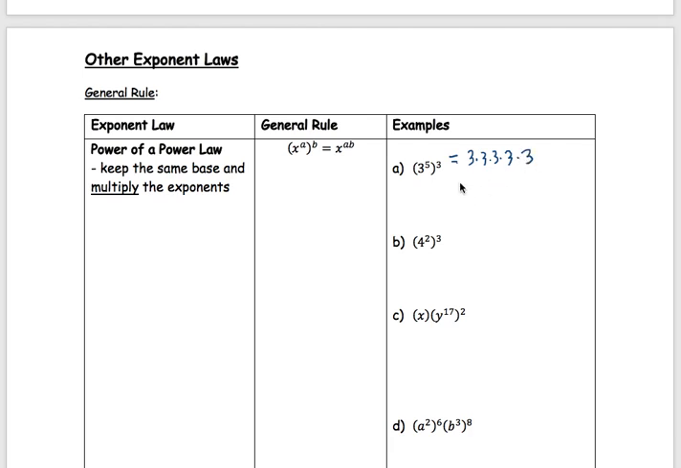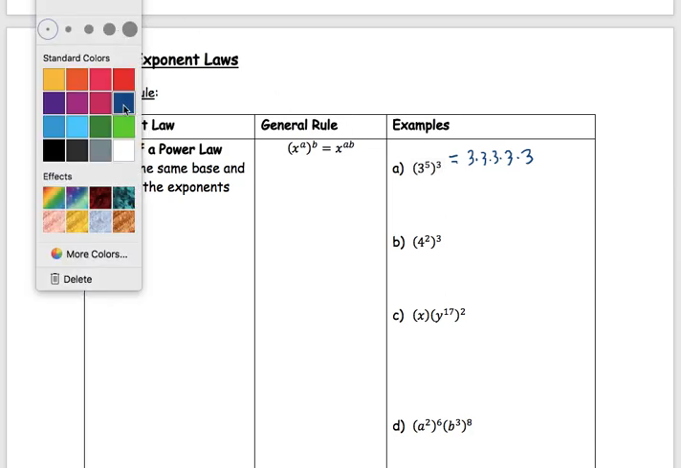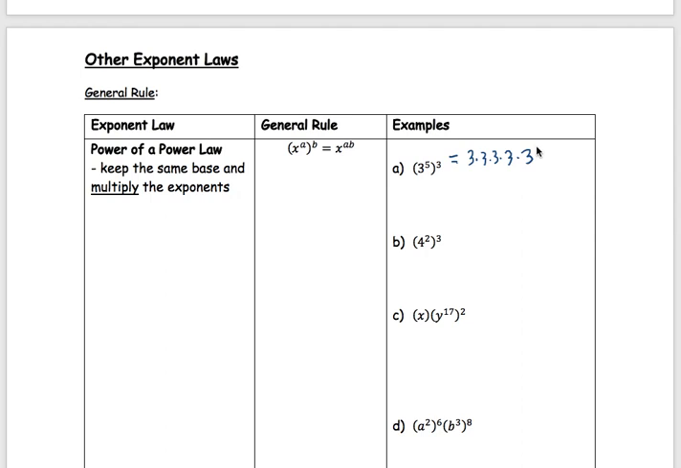Okay, but then it's saying there's an exponent on the outside. There's 3 of those. So basically you have to write what's in the brackets 3 times. There's 5 of them inside the brackets, but now that the exponent's on the outside, you have to write 3 of those.